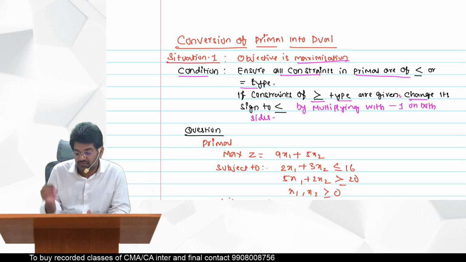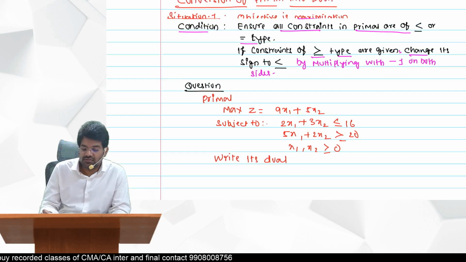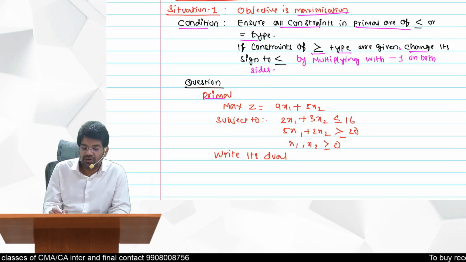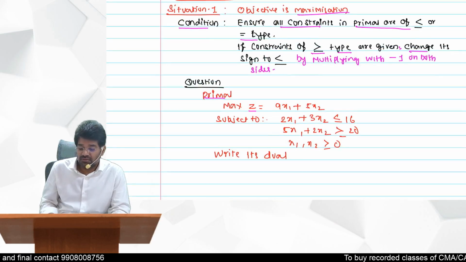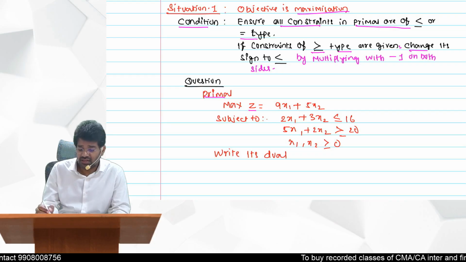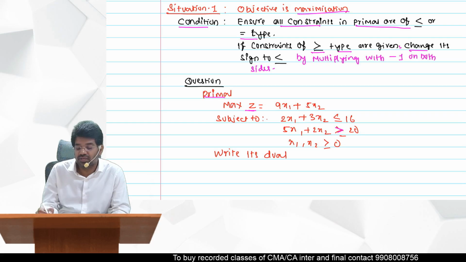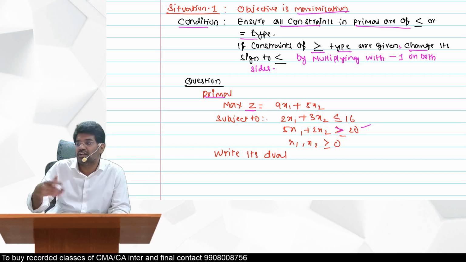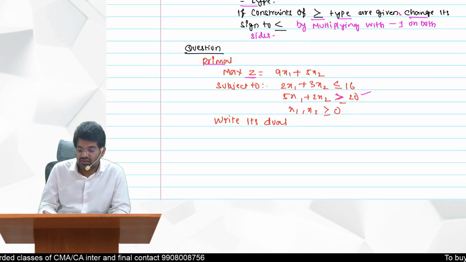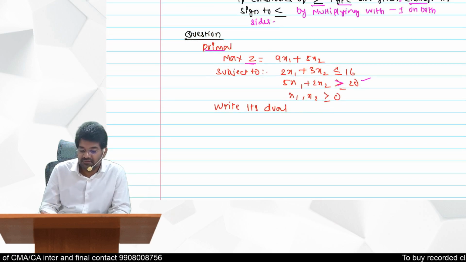Okay, let's take a question now. See, this is primal. Objective function is maximization, Z equals 9x1 plus 5x2, subject to constraints: less than or equal to for the first one, and the second one is greater than or equal to. Whenever you have maximization, constraints should be less than or equal to. So first we should convert this into less than or equal to type, then we should write the dual for this.